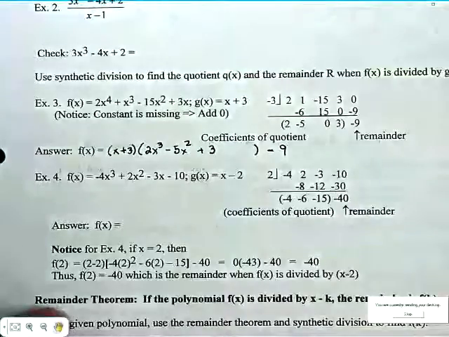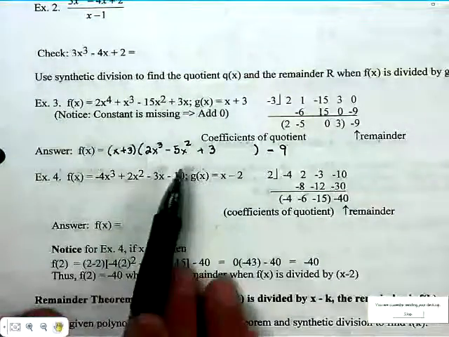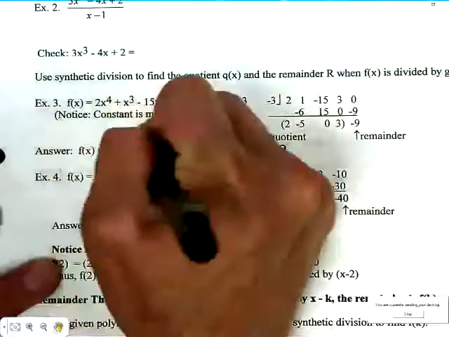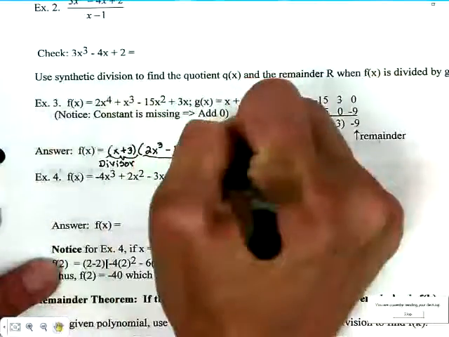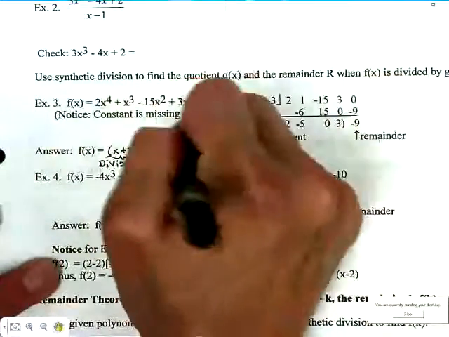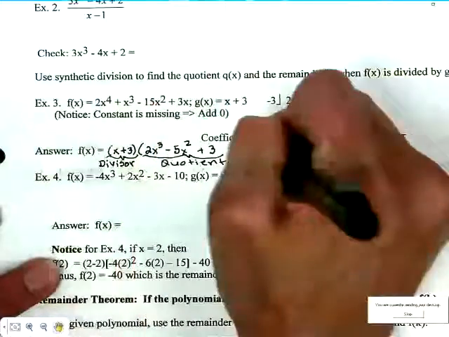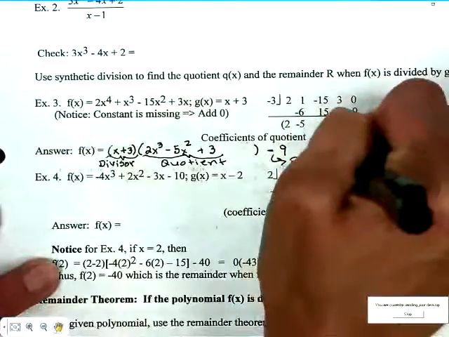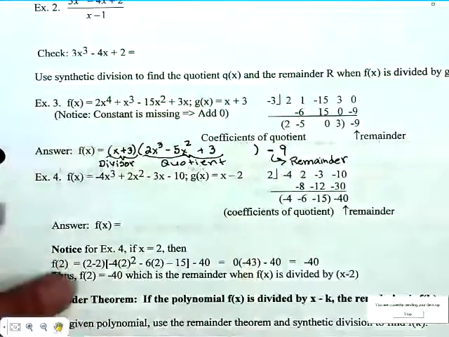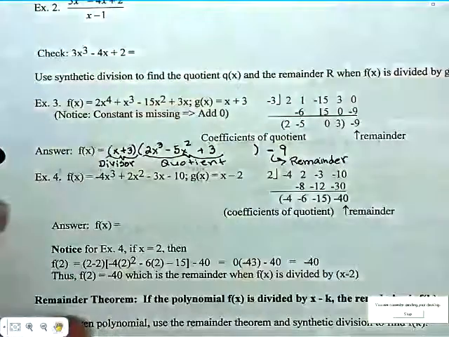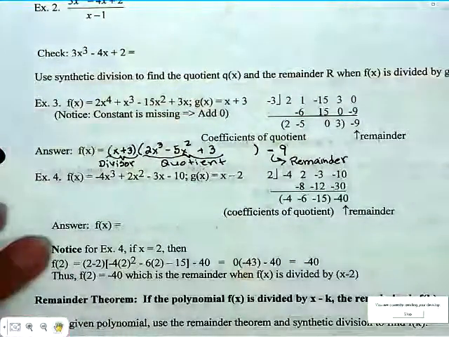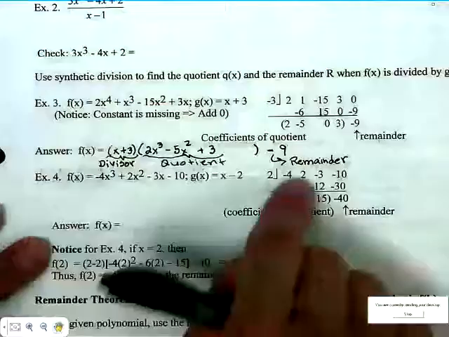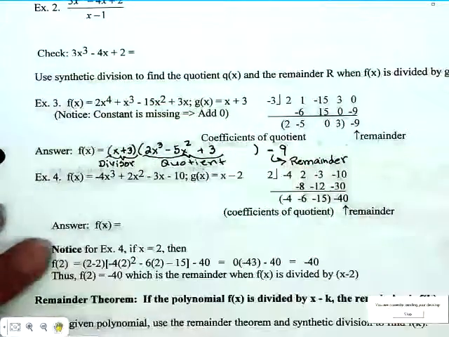And we talked about that in the first two examples, how you would check your answer. You multiply your divisor by the quotient, and then add your remainder. In my math lab, I think these problems, there's just a box that you type the quotient into. That would be these three terms, and a box that you type the remainder into. That would be the negative 9.